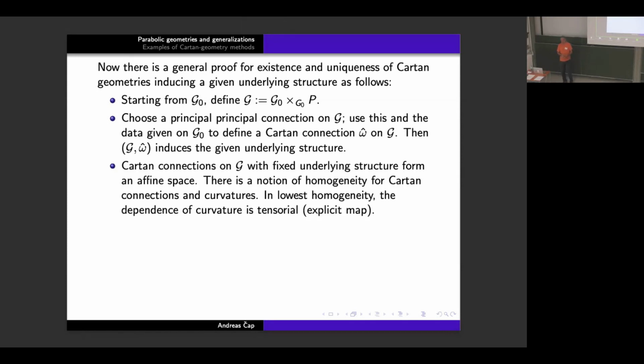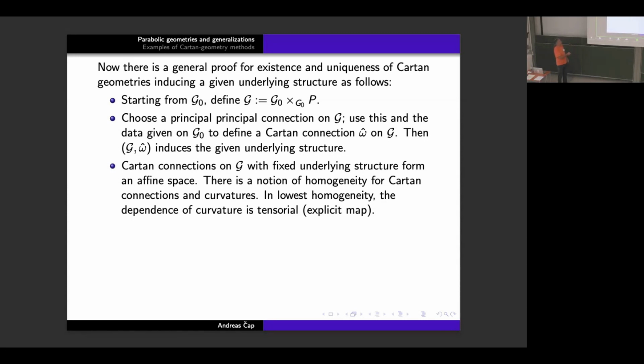But then, and this comes out of the definition and is very similar to what you know for principal connections, Cartan connections with fixed underlying structure form an affine space, modeled on horizontal equivariant differential forms, horizontal equivariant one forms, very similar to the principal case. And now there comes a technical trickery.